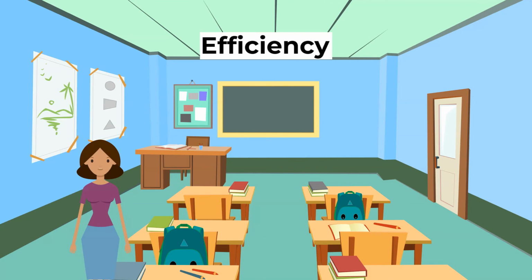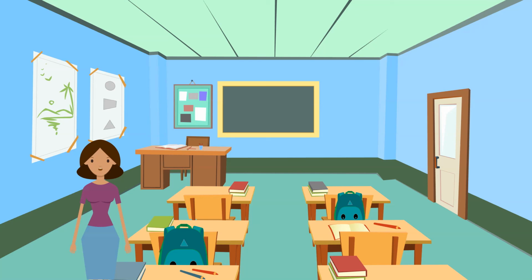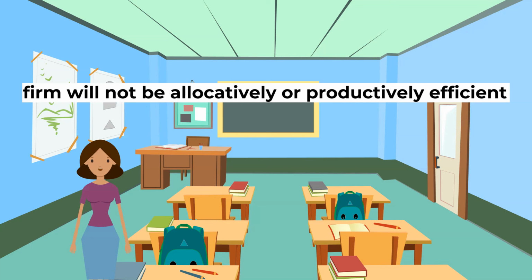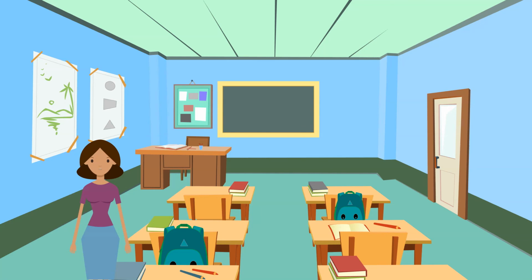So, what about efficiency? Since they can only make normal profit in the long run, AC equals AR, and since they profit maximize, MR equals MC. Therefore, the firm will not be allocatively or productively efficient, as MR does not equal AR, so AC cannot equal MC and AC cannot equal MR.